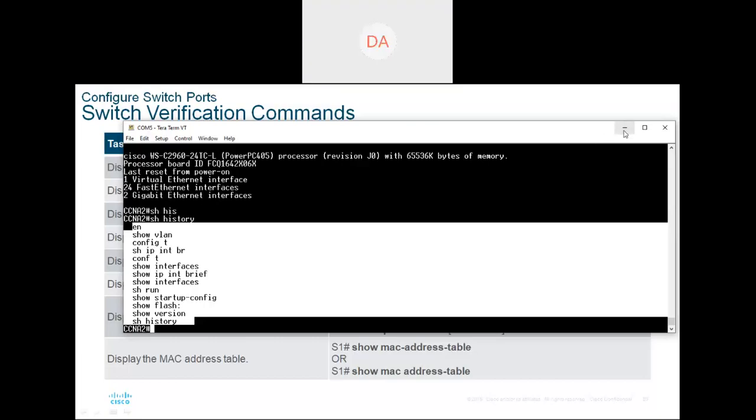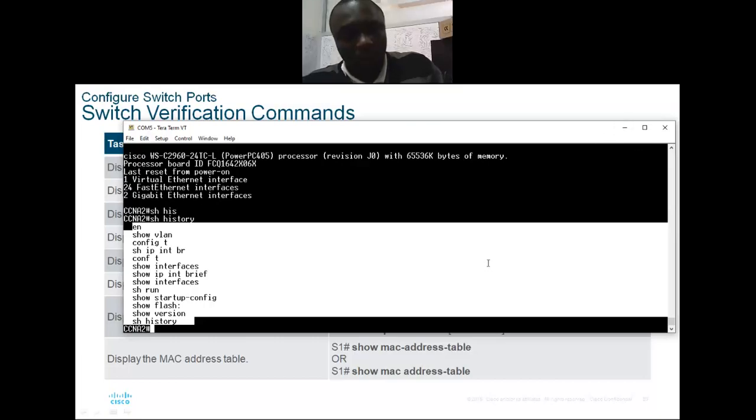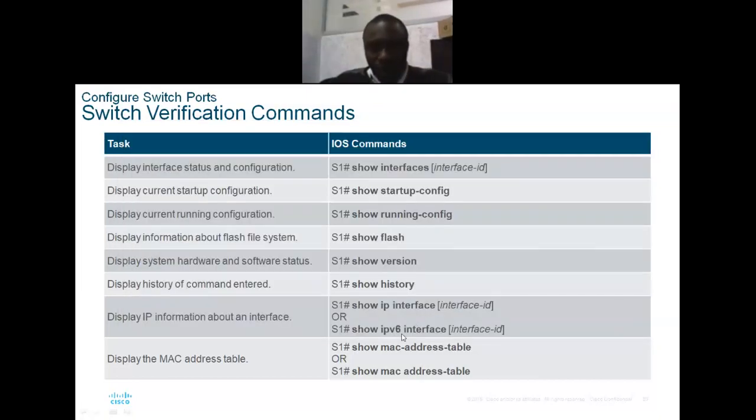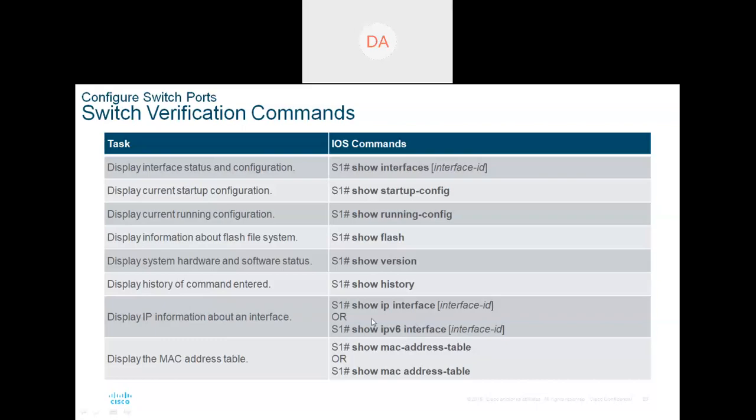This is usually used during investigations or audits. You want to find out whether a particular person used the router and the commands that were used, so you can do show history. And you can do show IP interface, which we have done for IP version 4 and 6.